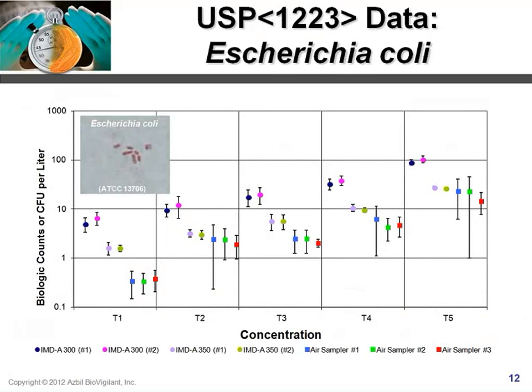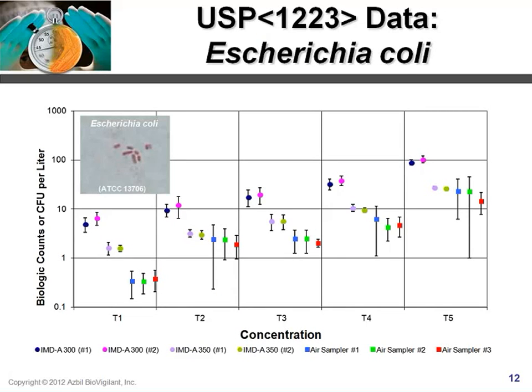So let's look at some of that validation data that was generated from the aerosol chamber. As I mentioned, the monolithic approach means that most of the USP 1223 metrics like accuracy, precision, limit of detection, and linearity are analyzed from these unified data sets. And what we're looking at here is data from Escherichia coli, a vegetative gram-negative cell, using all 4 IMDA systems and all 3 reference air samplers across 5 increasing concentrations of that microbe.